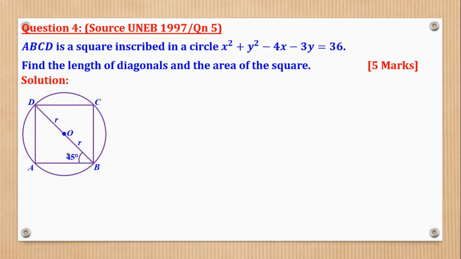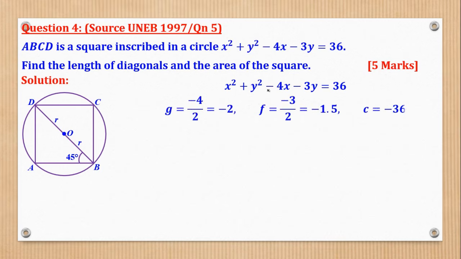So for a square, this angle must be 45 degrees because this length and this length are the same. Then this is the radius and this is also the radius. So this diagonal passes through the center of the circle. So you quote the equation of the circle. Then from here, G is half of this coefficient of x, and F is half of this coefficient of y, and C is this constant, but it has to go this side. That's why there is a negative there.